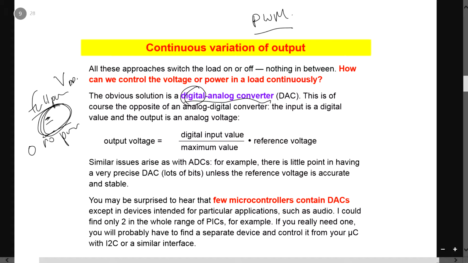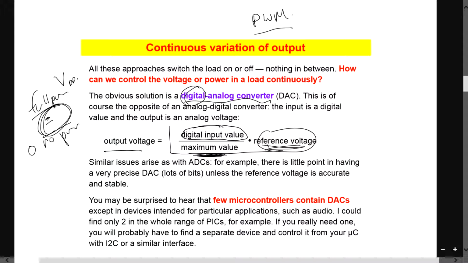The output voltage is equal to your digital input value over your maximum value, times your reference voltage. Your reference voltage is always the voltage coming from your Arduino, I think. Your digital input value is the value that you want to input, or the speed that you want, divided by the maximum value that the motor can go.